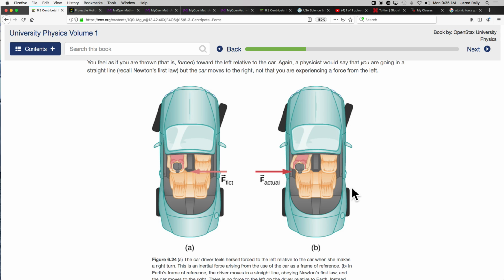But that is Newton's first law. It's just your body keeps going and doing what it's already doing while the car turns around you. The force that you feel is often called the centrifugal force. You've heard of the centrifugal force before. And it's not a real force. It is just Newton's first law, just from a different point of view, right?